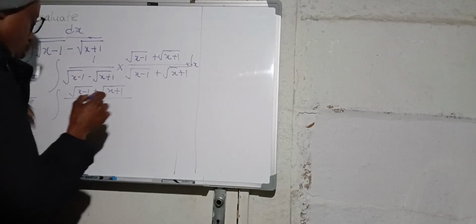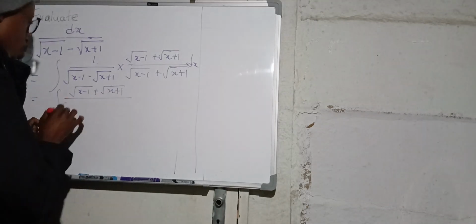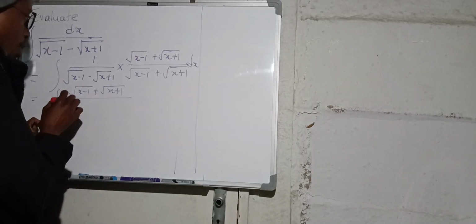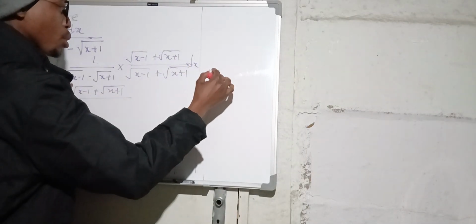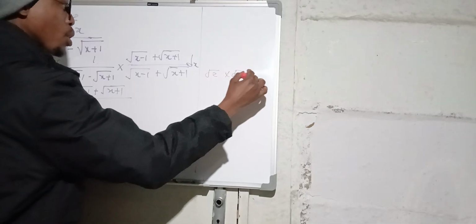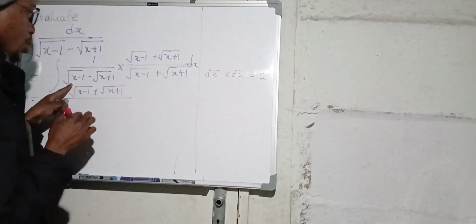I hope you'll be able to see. Let me use red. In the denominator here, I'm going to have two brackets. These two should remind you of, if I say root 2 multiplied by root 2 is going to give me what? A 2, because the roots are going to cancel each other.